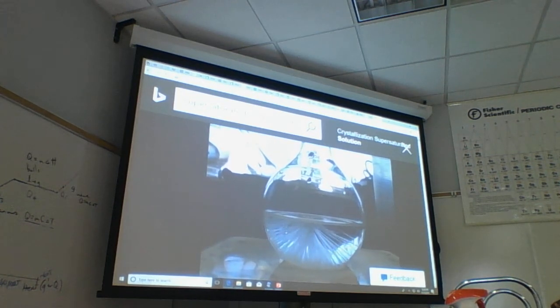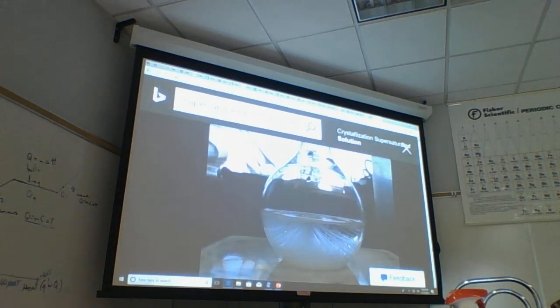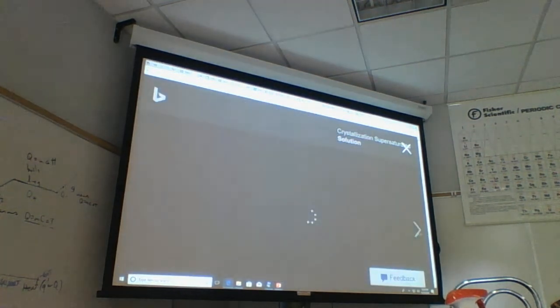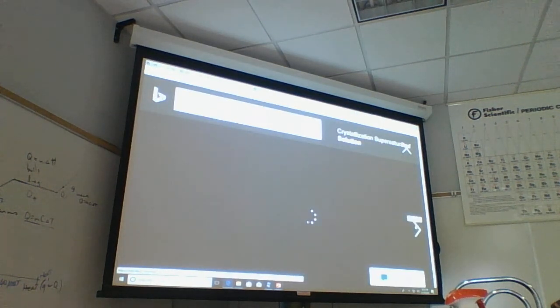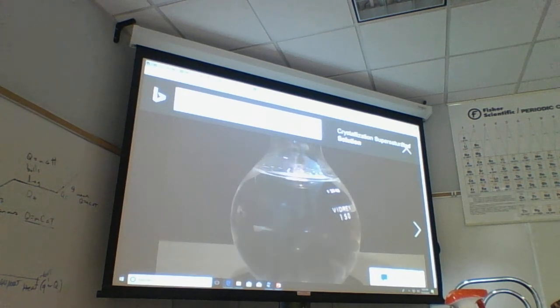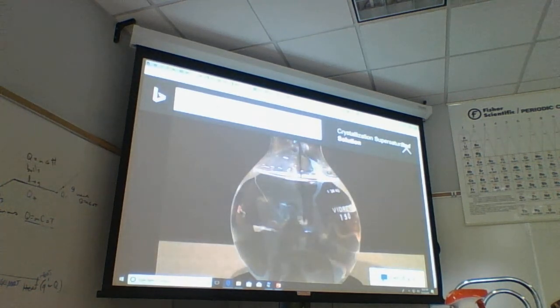Do you see that? There's way too much solid dissolved in there, so all that crystallized out of there. Other ways you could do it. Do you see that they're dropping the seed crystal in?